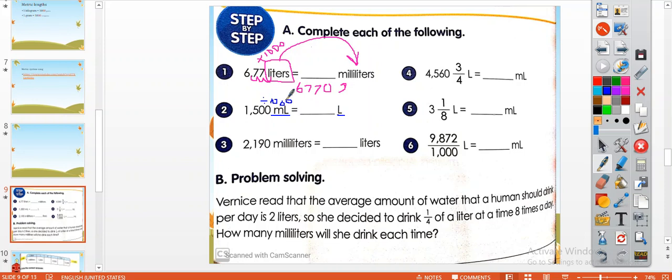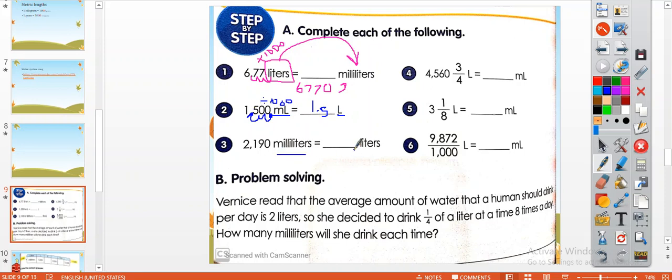Okay, do you have a decimal point? This is not a decimal point, this is a comma. I don't have a decimal, so I'm gonna put it here, then move it backwards 3 times. 1, 2, 3. So the answer will be 1.5, 1.5 liters. So 1.5 liters is 1,500 milliliters.